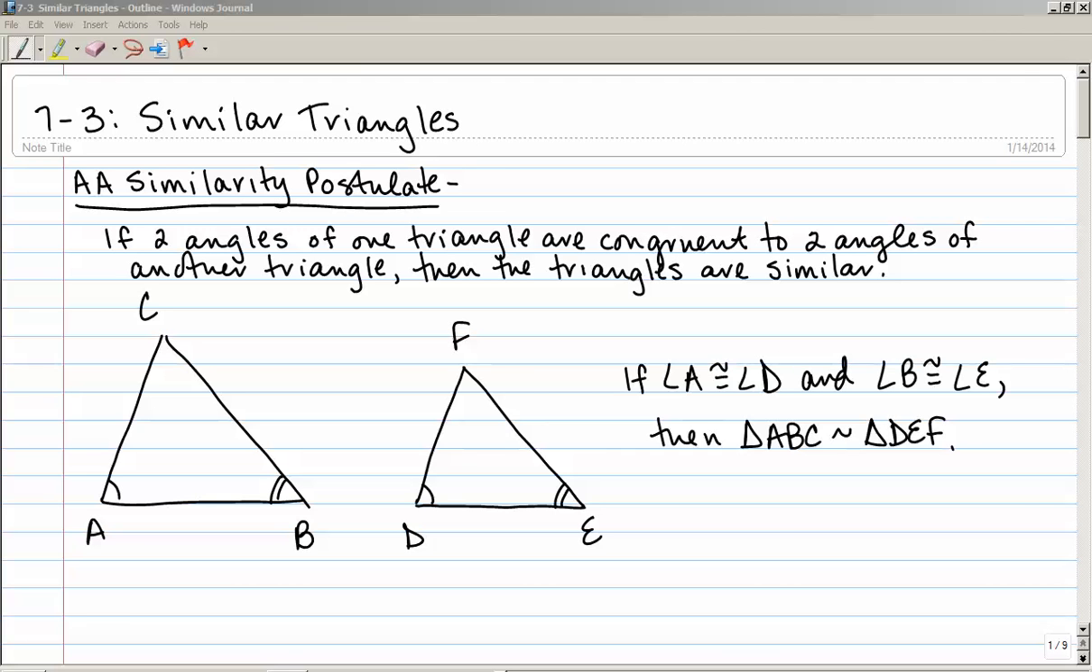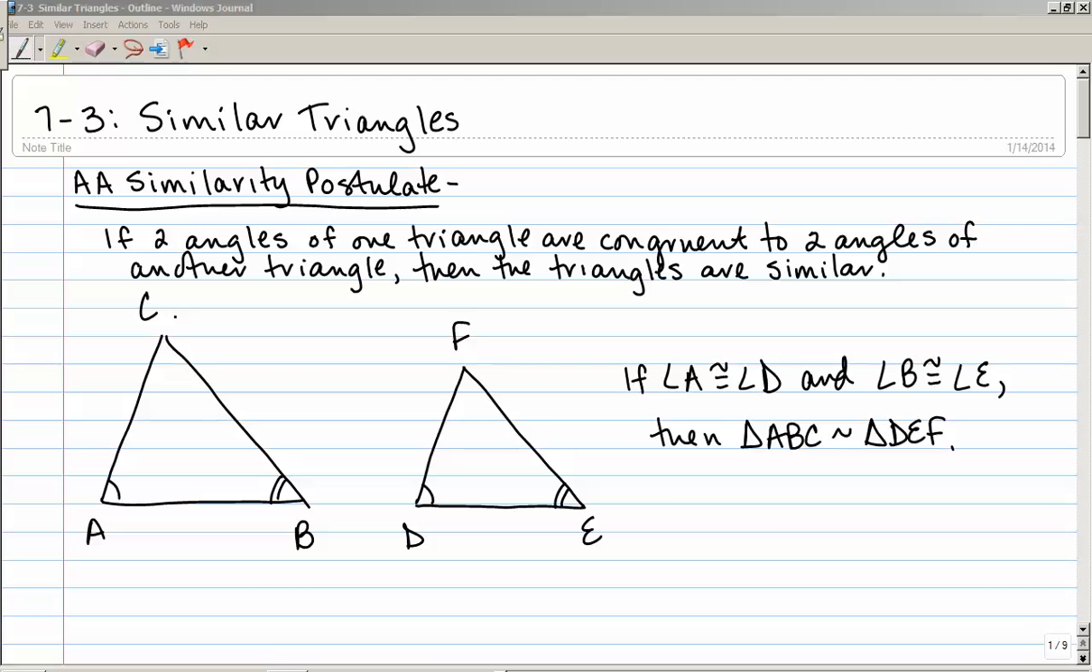The first one is the AA similarity postulate. And remember from when we did congruent triangles, we used A for angle and S for side. We're going to do the same thing here for similar triangles. So the AA similarity postulate says that if two angles of one triangle are congruent to two angles of another triangle, then the triangles are similar.